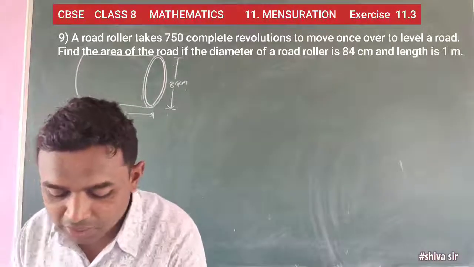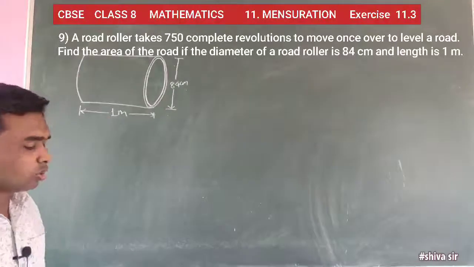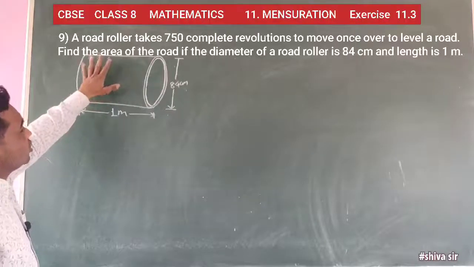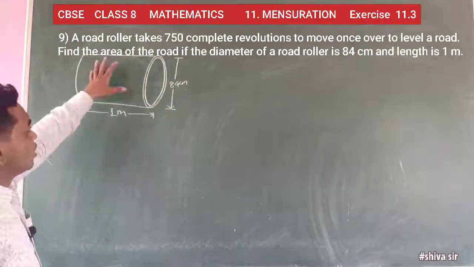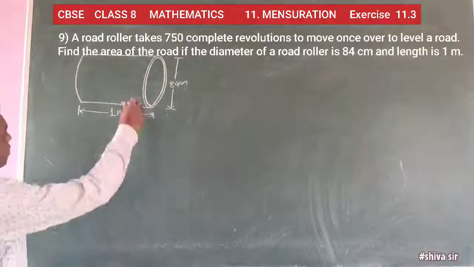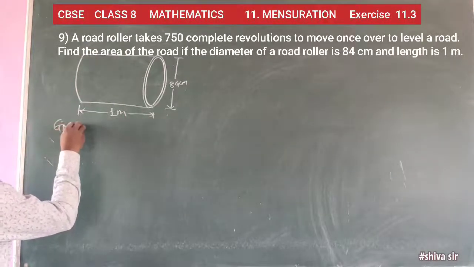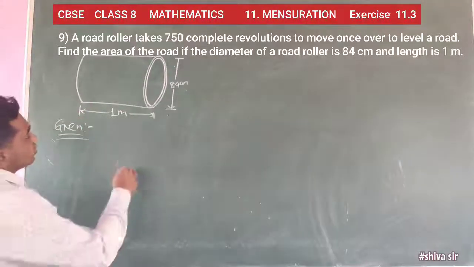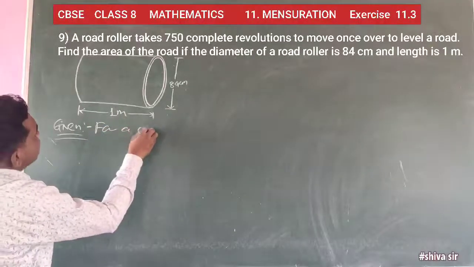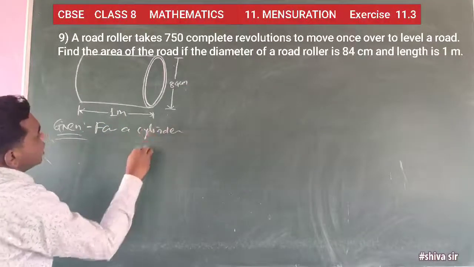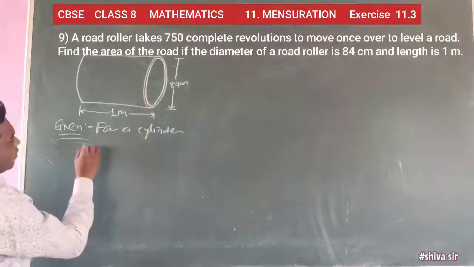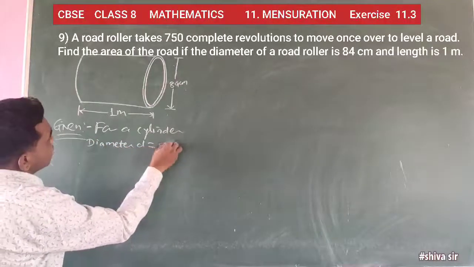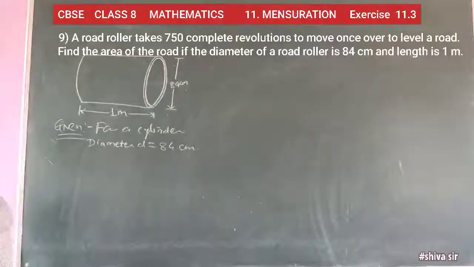So this is the example of a road roller. Road rollers are used for leveling the road, and a road roller has a shape like a cylinder, a cylindrical road roller. Firstly write down all the given values. For the cylindrical road roller, the shape is a cylinder. So the given values are: diameter D is equal to 84 centimeter.